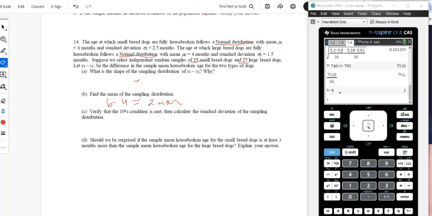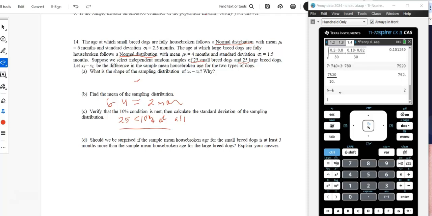Verify the 10% condition is met. So we should check the 10% condition. So 25 is less than 10% of all small breed dogs. It doesn't say from where, but everywhere, I guess. And then you repeat that 25 is less than 10% for all large breed dogs.